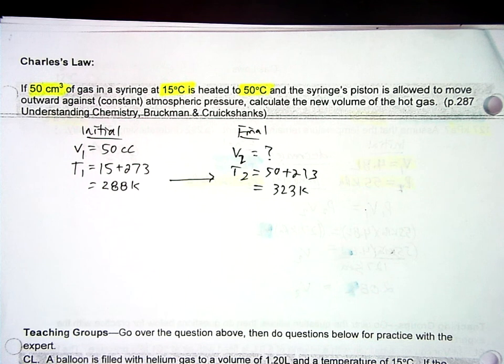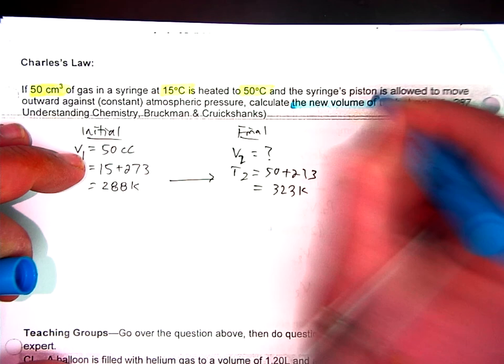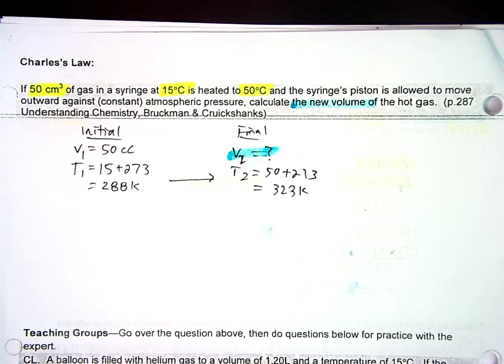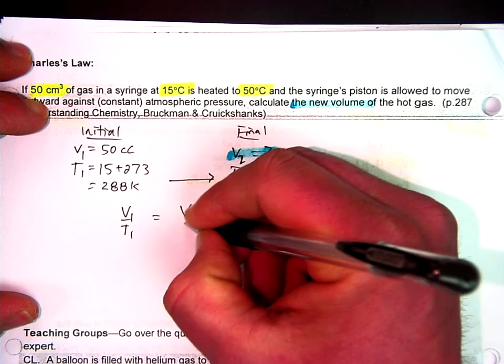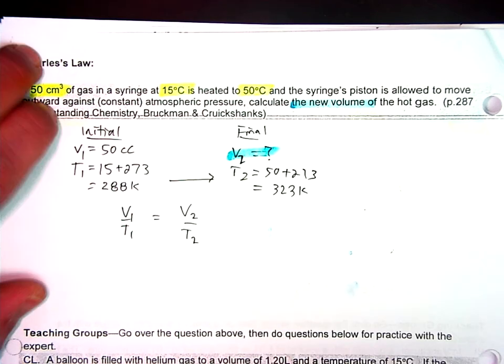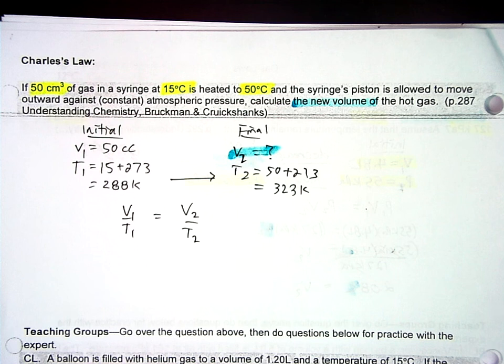This is a direct relationship, so we know that it's going to increase. Okay, so what's the new volume? Calculate the new volume. That's our new volume there. Okay, I like setting it up this way because it reminds me that we keep everything on the left together for the same conditions, and on the right together.